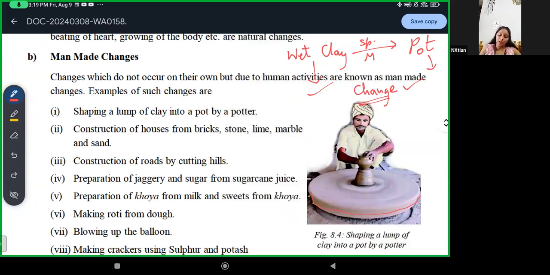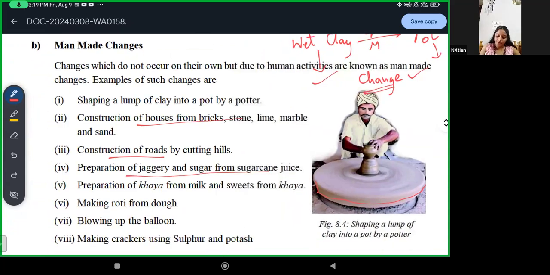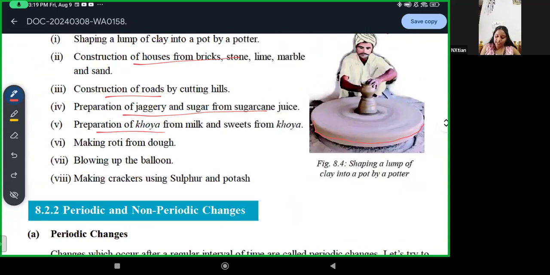Examples are construction of houses from bricks, stone, lime, etc. Construction of roads, preparation of jaggery and sugar from sugarcane juice, preparation of khoya from milk and sweets from khoya, making roti from dough, blowing up the balloon, making crackers using sulfur and potash. So these are what humans do. This change is taking place by human beings.